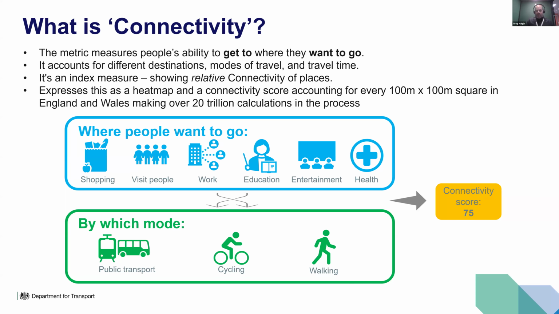So yeah, we consider 6 main locations: shopping, visiting people, work, education, entertainment, and health. These 6 main locations account for the vast majority of journeys. And we also consider different modes of transport as well. So we look at public transport, cycling, and walking. And we present different scores that show different permutations of these. So you can look at an overall score, but you can also drill down and look at, for example, connectivity to workplaces by public transport, etc., or education by walking. Next slide, please.